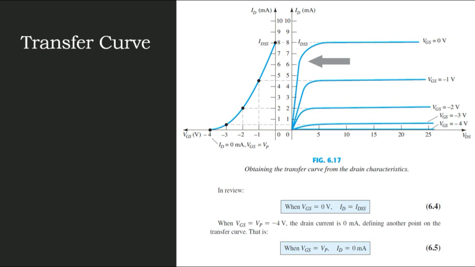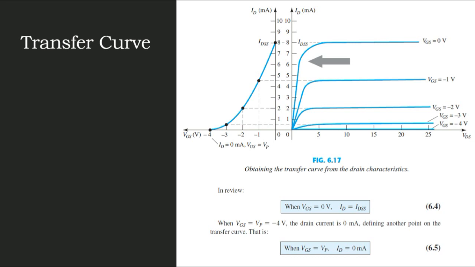Here it is also observed that if VGS is equal to 0, then the maximum current will be obtained, and this maximum current is equal to IDSS, as observed from the graph. So I hope these two conditions are now very clear to you.